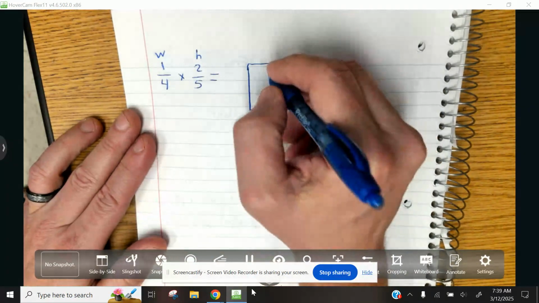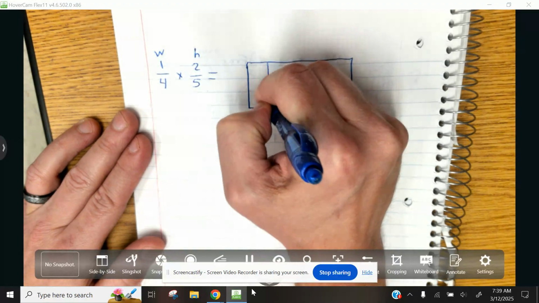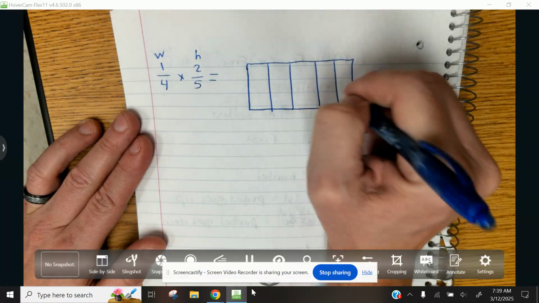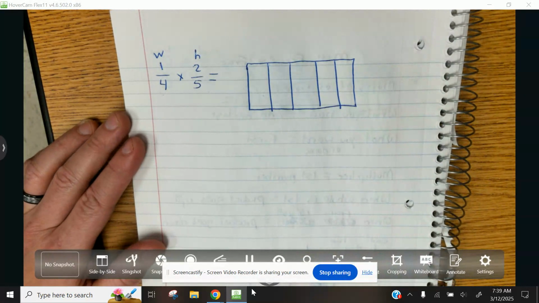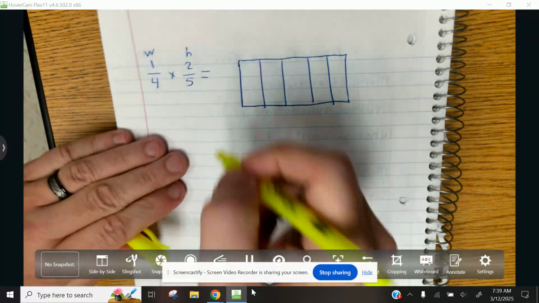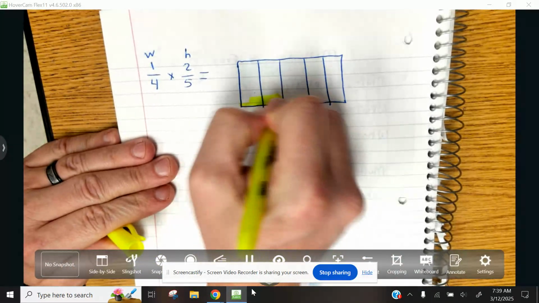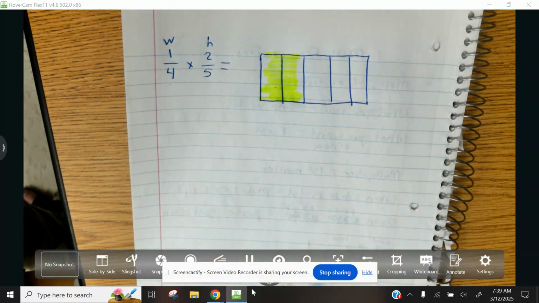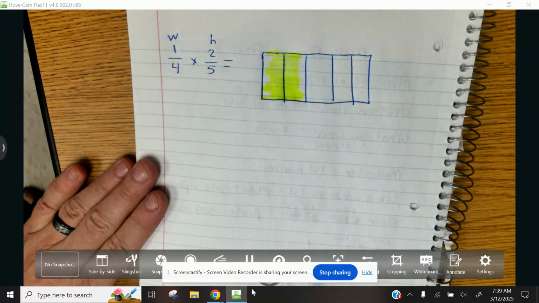Okay, so what do I start with? I draw 2/5. Try to make them perfect the best you can. 1, 2, 3, 4, 5. So there's my fifths. I'm going to shade blue. Actually, you know what? I have a yellow over here. Let me shade the yellow. Okay, there's my 2/5.